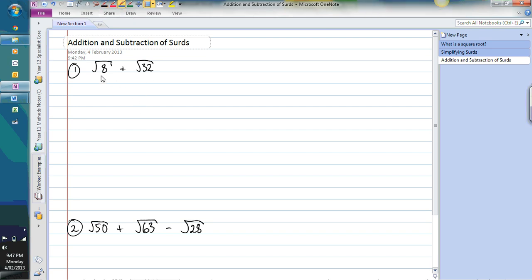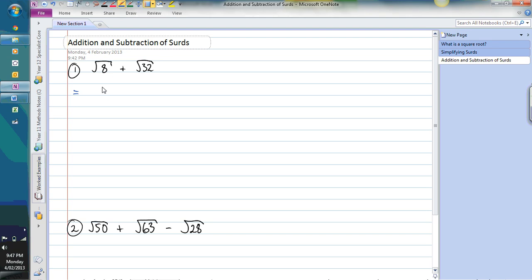I have the square root of 8 plus the square root of 32. Now we can't do anything with these surds as far as the addition is concerned until both of the surds have the same sort of thing in them. Here's a square root of 8, there's a square root of 32. You can't combine them together yet. We have to look at each of these and simplify it as far as possible.